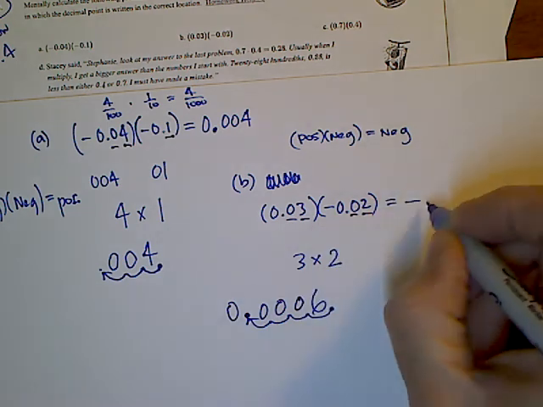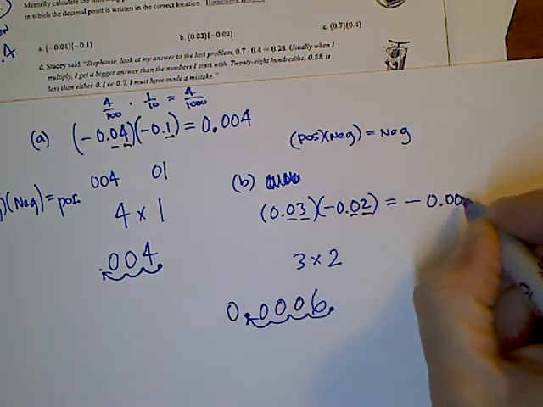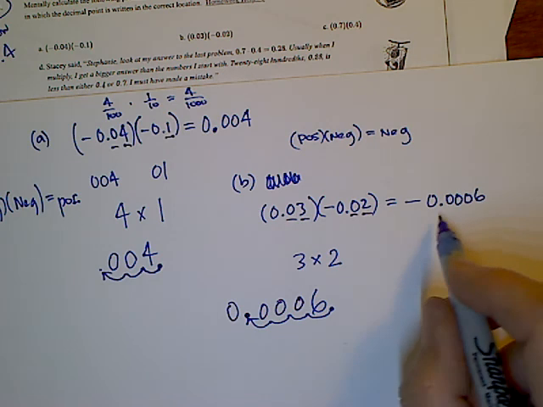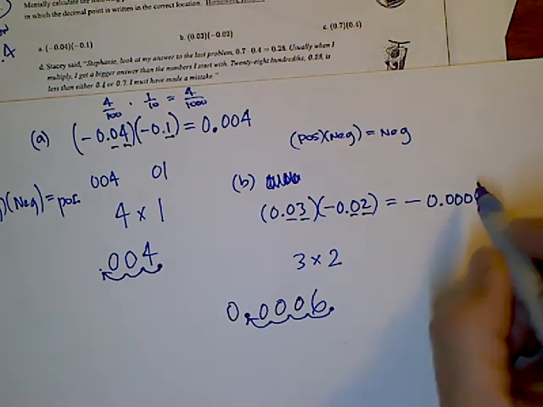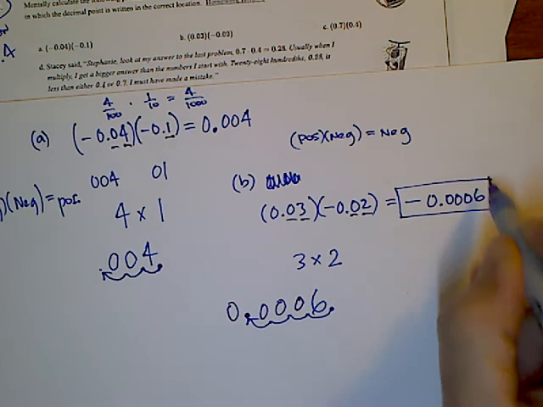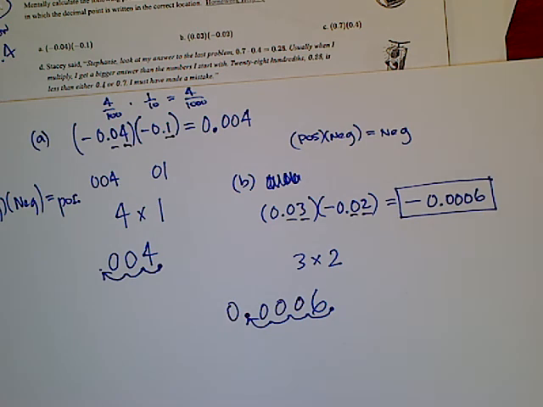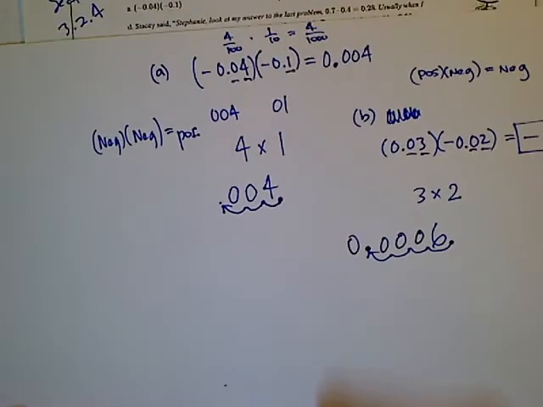Remember, we already decided that negative 0.0006 or 6/10,000ths, right? 6/10,000ths is the answer for this problem. Okay, there's B. C, so let's consider C.